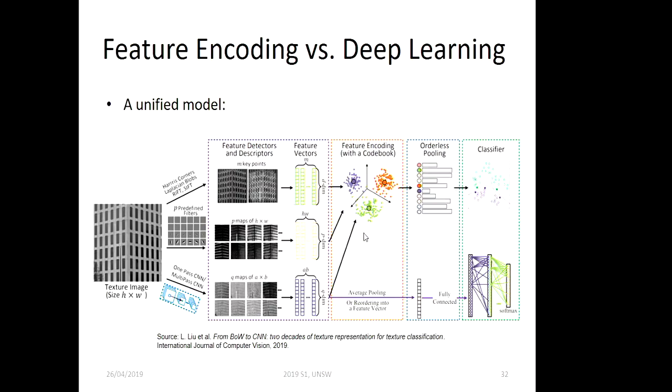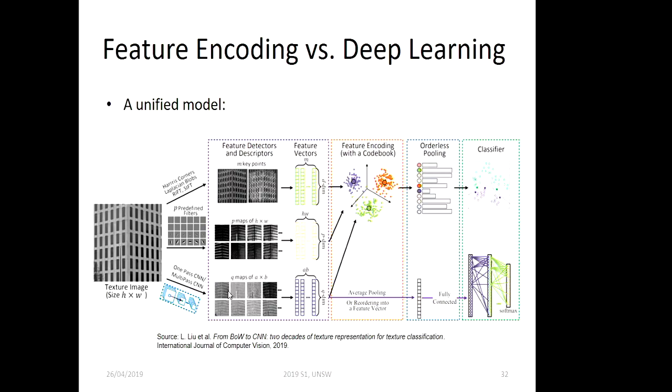Because the first two rows are about feature encoding. You can extract, for example, SIFT features or other types of features, and then you do the encoding and you get the histogram representation, and then do a classification. So that's the standard way of doing it. And with deep learning, it's actually very similar.